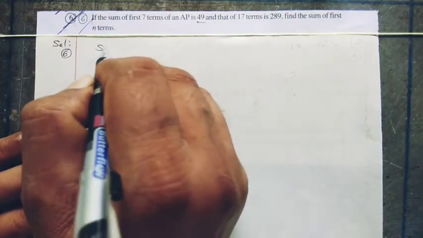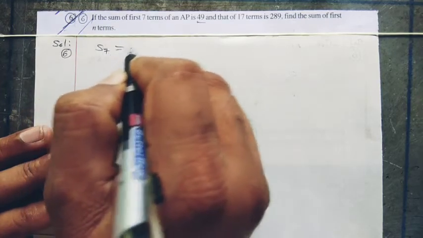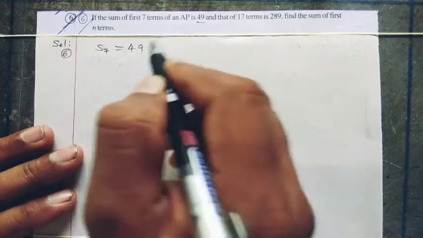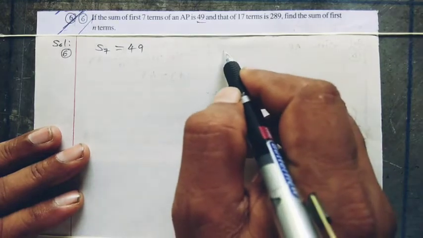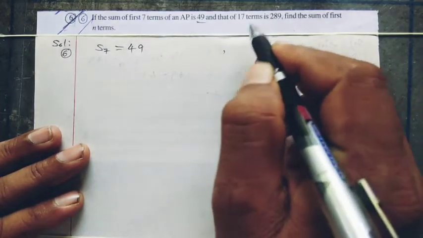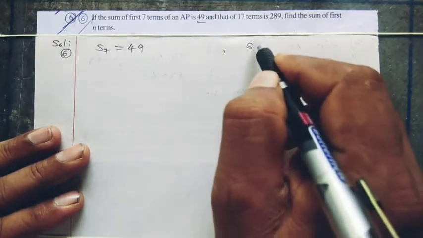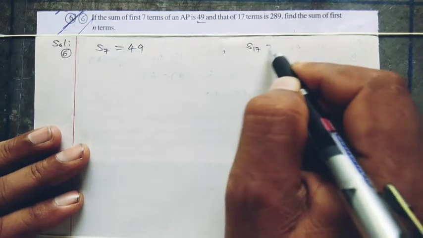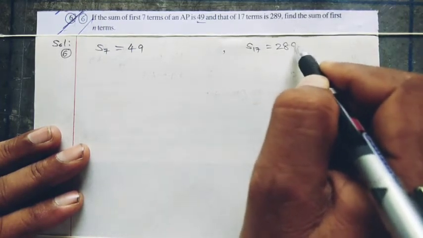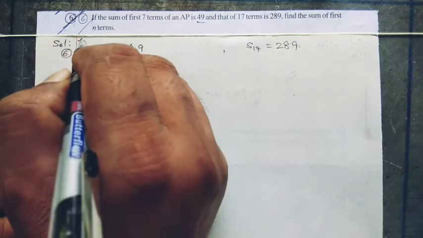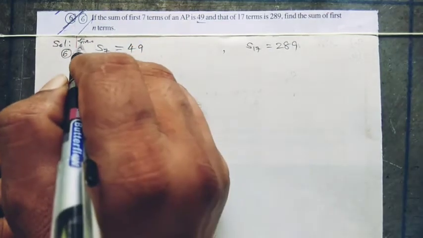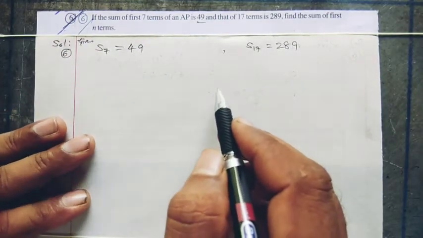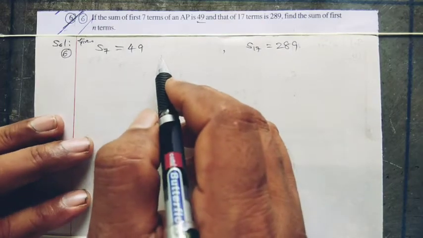Solution for the sixth problem. The sum of first 7 terms, S7, is equal to 49, and the sum of first 17 terms is equal to 289. These are given. Basing on this, we can find the sum of first n terms.